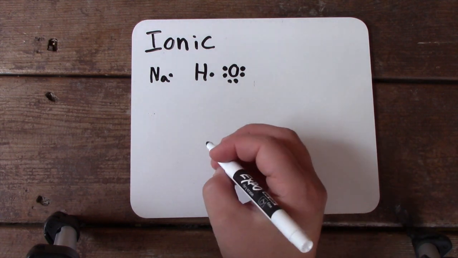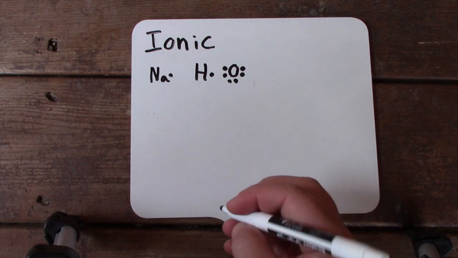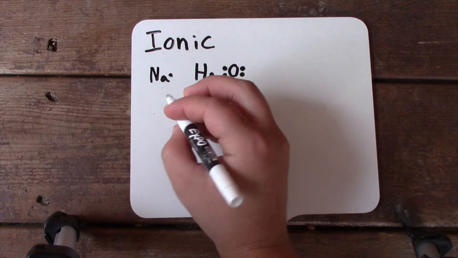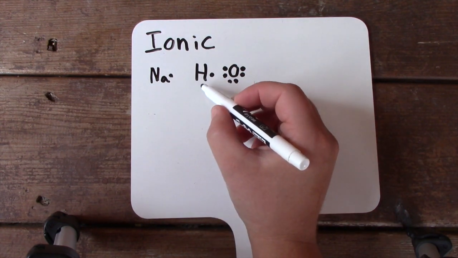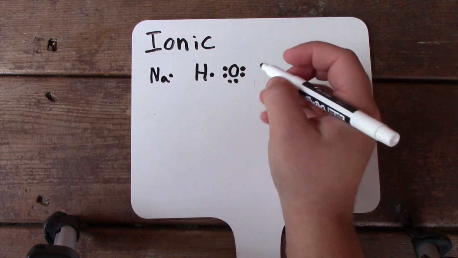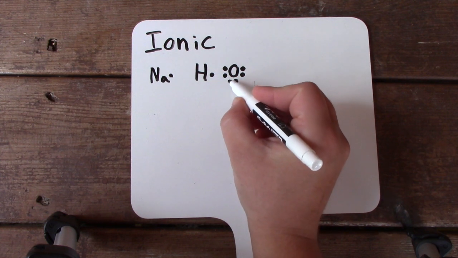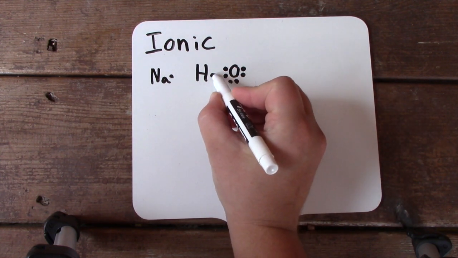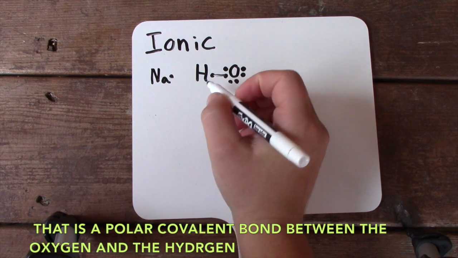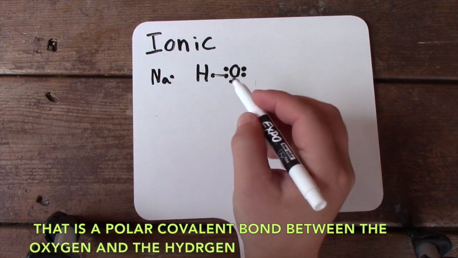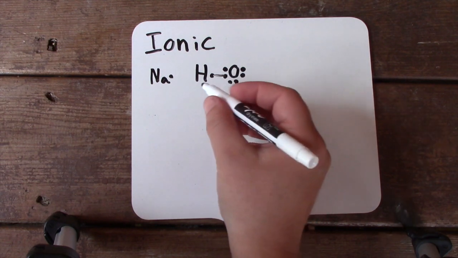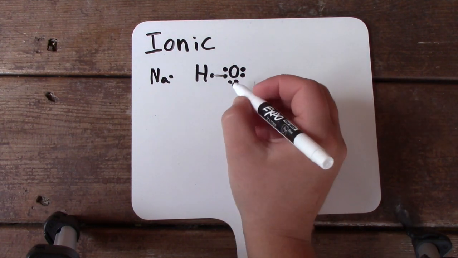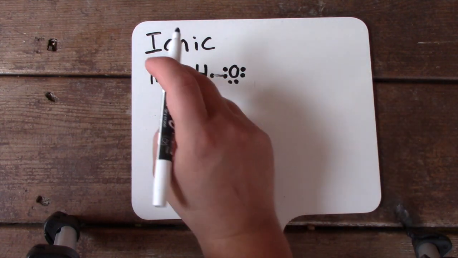Okay, now for our ionic bonds. We're going to make lye here. So we've got our sodium, our hydrogen, and our oxygen. The oxygen, with its 6 electrons, wants 8. And it gets 1 from the hydrogen. And the hydrogen gets 1 from the oxygen. Hydrogen has 2, oxygen has 7. Hydrogen's happy, oxygen wants 1 more. So it just steals 1 from the sodium.